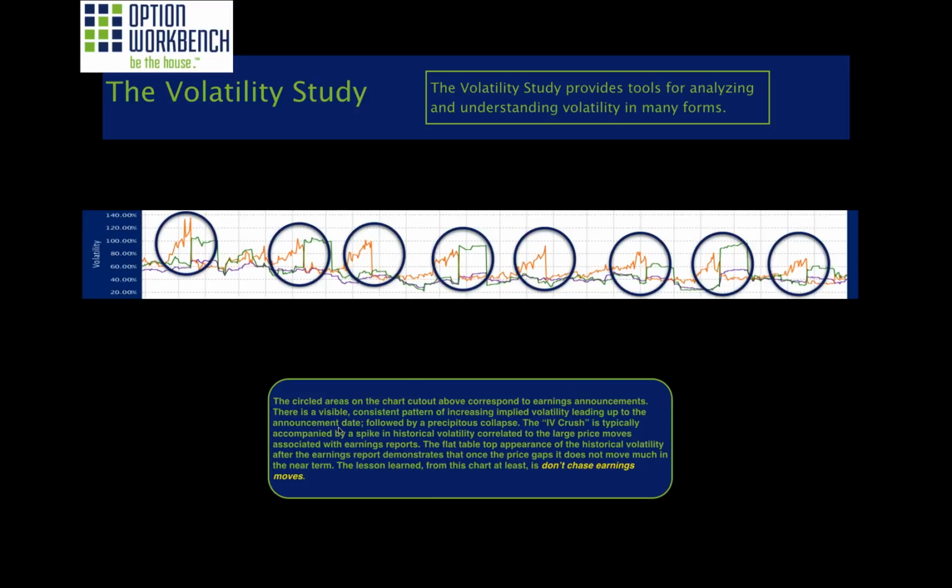And what I would like to focus on are these areas that are now circled. You can see that there's a visible, consistent pattern of increasing implied volatility, that's the orange line, leading up to the earnings report. And then there's a precipitous collapse afterwards. And we call that the IV crush. And that is typically accompanied by a big move in the historical volatility that's correlated to the large price moves that we saw on the earnings report.